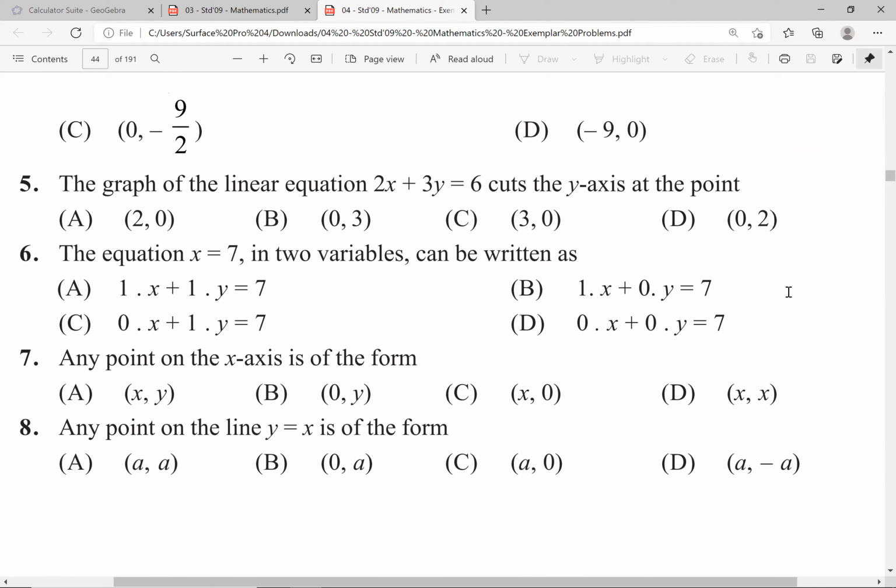There is a linear equation given to us, and they're asking at which point it cuts the y-axis. So what are we going to do to find out at which point it cuts the x-axis? How are we going to find that out? Think. What can we do? How can we find it out?